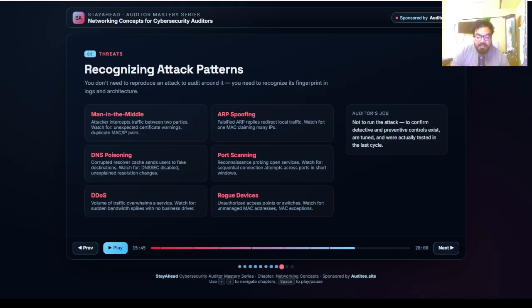The auditor's job in every one of these cases isn't to run the attack yourself, but to confirm that detective and preventive controls exist, that they are properly tuned, and that they were actually tested in the last audit cycle, not just documented on paper.